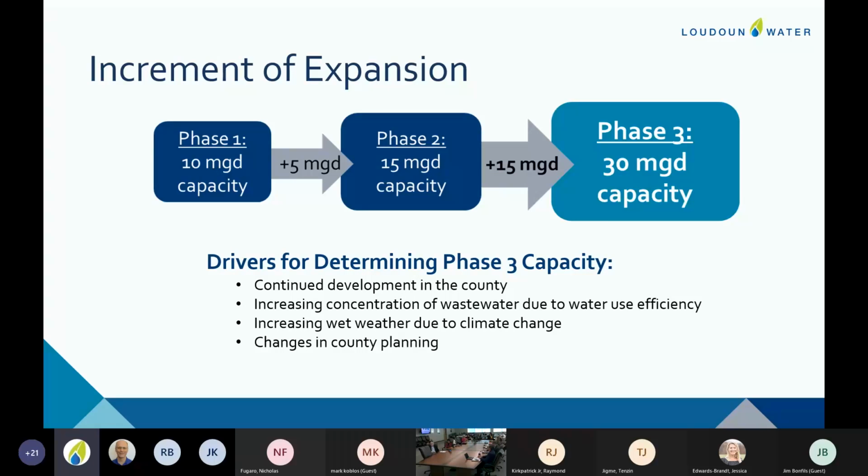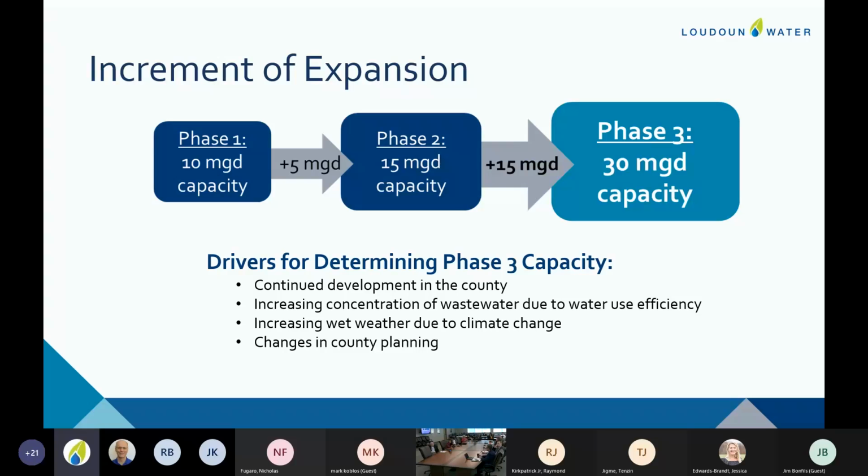All capacity increases look at population growth and flow projections, and we took that into account. It's highly variable, right? It's really hard to say in 2045 what the population of the county is going to be. So it's one of our complexities that we manage as we move forward. We've also got the continued concentration of our wastewater.